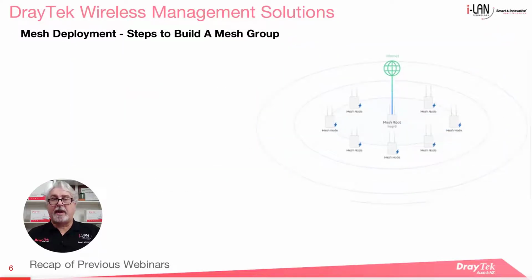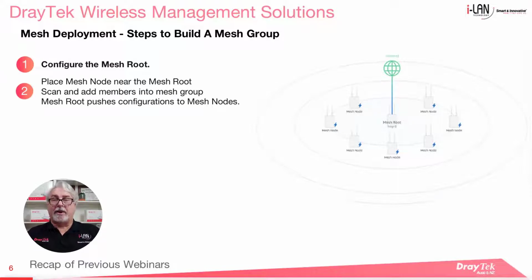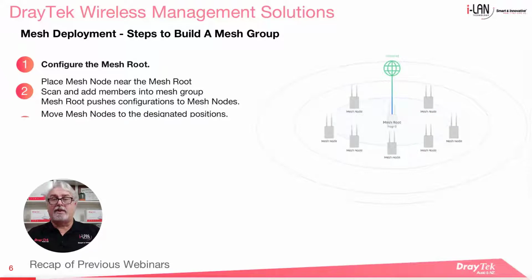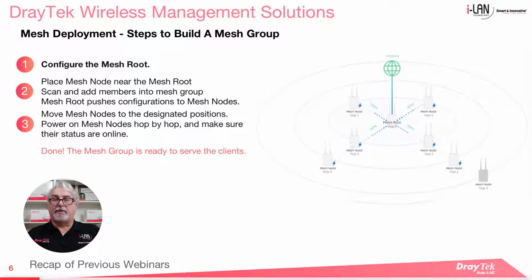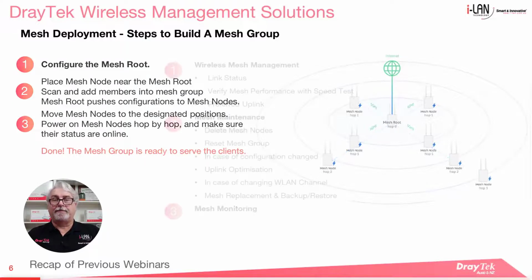There's 3 steps to creating a mesh group. The first step is to configure the mesh route. Next, we place mesh nodes close to the mesh route, then scan and add members into the mesh group. The mesh route then pushes the configuration to mesh nodes. Once this is done, move the mesh nodes to the designated positions. Finally, power on the mesh nodes hop by hop, making sure their statuses are online. When completed, the mesh group is ready to serve the clients.